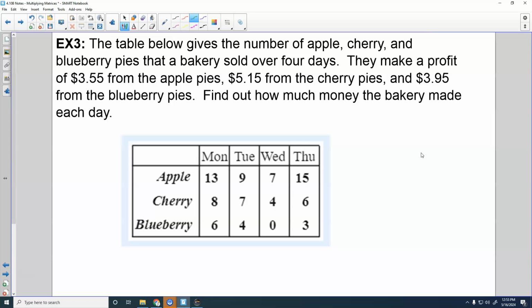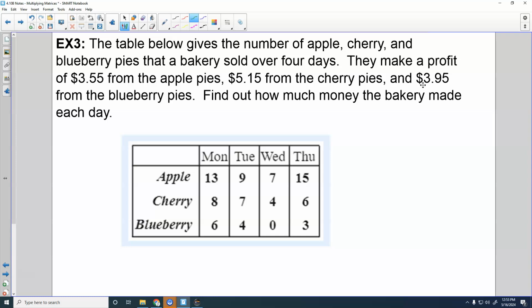So let's think about the case, and I want to do this with matrices, not by hand. By hand is not all that difficult to figure out, but I want to do it with matrices. So the table below gives the number of apple, cherry, and blueberry pies sold. They make a profit of $3.55 from the apple pies, $5.15 from the cherry pies, and $3.95 from the blueberry pies.